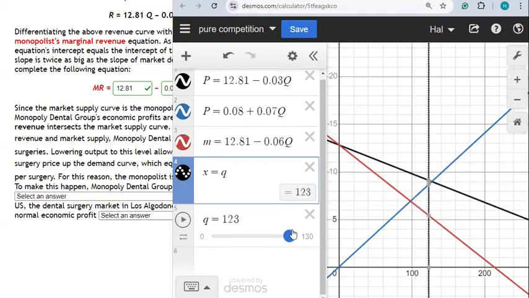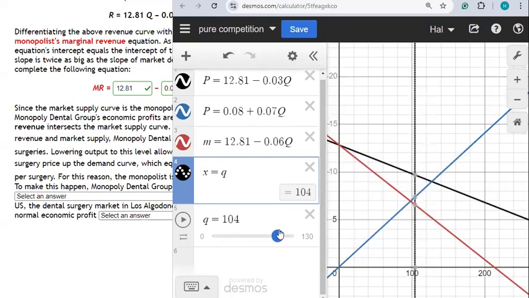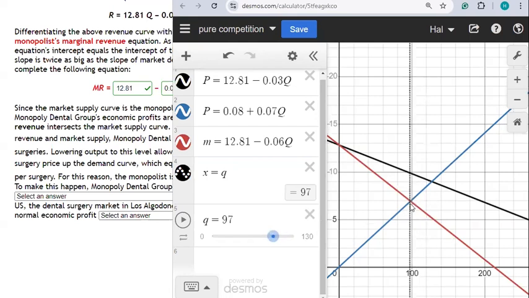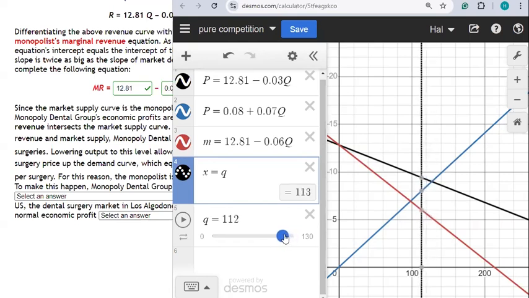And what's happening to the price? This dot right here is the price. As the monopolist reduces the quantity of surgeries supplied, what happens to the price here? It gets pushed up the demand curve. You see that? At the competitive equilibrium, the price is low. As we reduce the quantity of surgeries supplied, the price is increased.